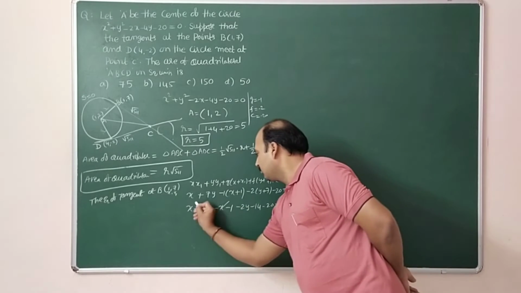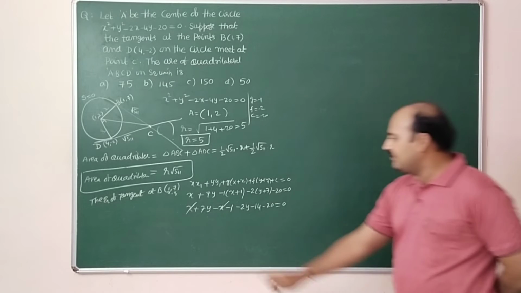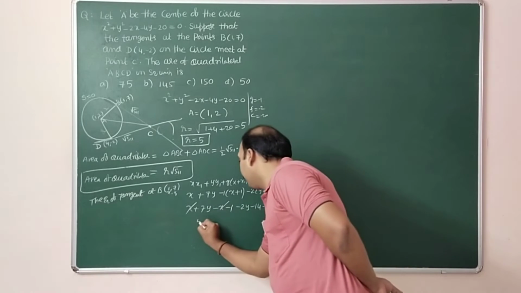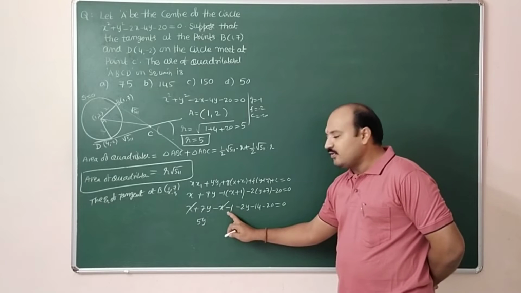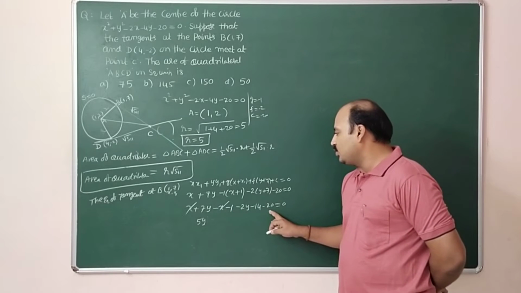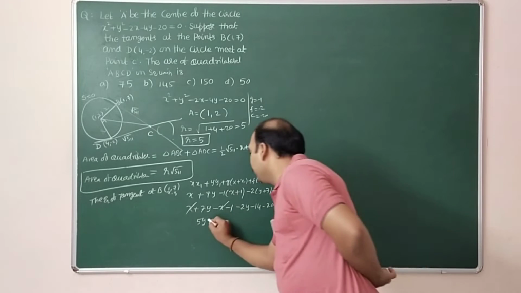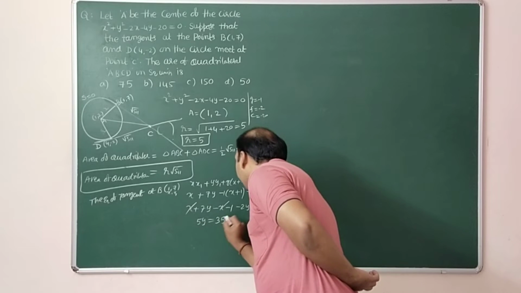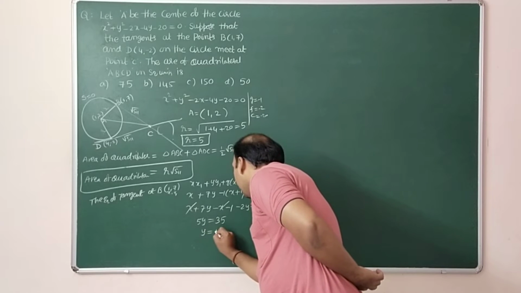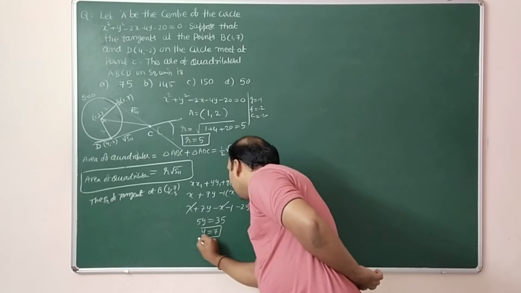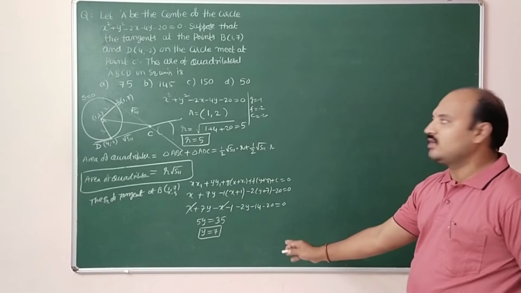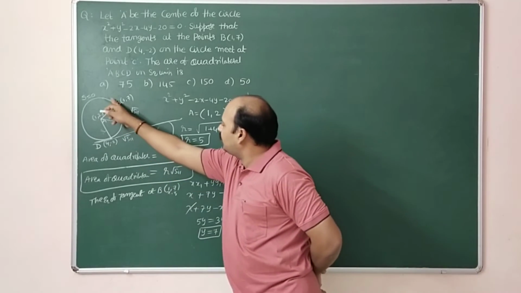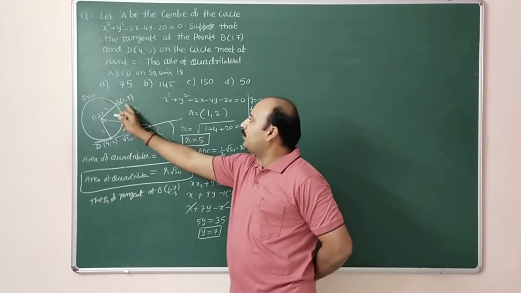Now simplification. Plus x minus x get cancelled. 7y minus 2y, 5y. Minus 14 minus 1, minus 15. Minus 15 minus 20, minus 35. So 5y is equal to 35, y is equal to 7. So y value we got as 7. Now this is the equation of tangent at the point B.